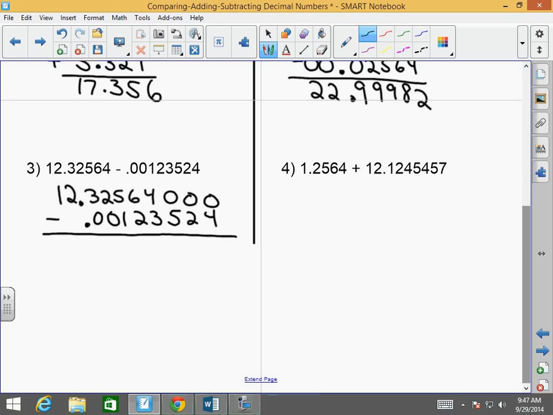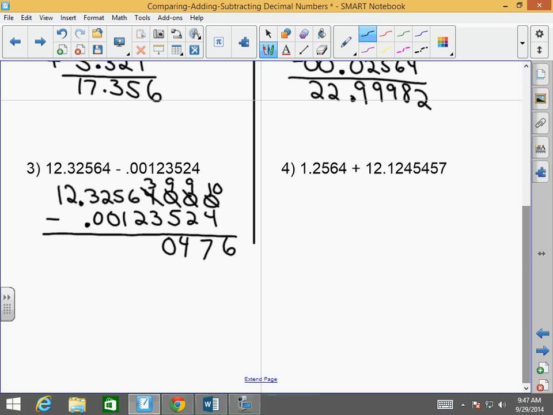So now, I cannot take 4 from 0, so I must borrow 1 from this 0, making that a 9, and I make this a 10. So that's 6. 9 minus 2 is 7. But I borrowed from a 0, so I must borrow from this next number again. 9 minus 5 is 4. But I borrowed from a 0, so I must borrow from this 4, making it a 3. 3 minus 3 is 0.